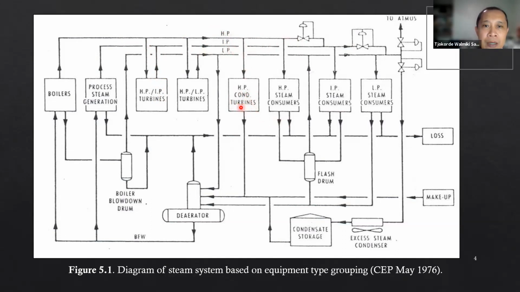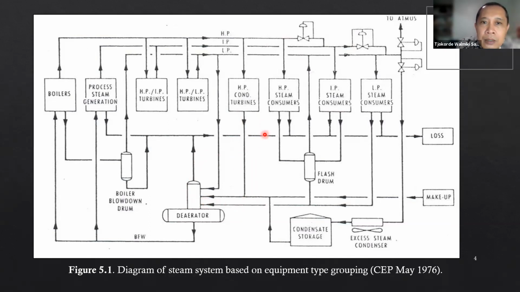Now these are condensing turbines. High pressure condensing turbine. The output of a condensing turbine, remember, is water, not steam. So you cannot return this stream to the header. This stream has to go back to the BFW supply system. Because this is liquid water, this is condensate, it has to go to the deaerator and then return to the boiler.